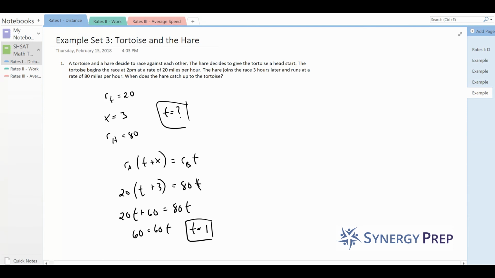If we look at it in terms of actual time on the clock, the tortoise started at 2 p.m. The hare started 3 hours later, so he started at 5 p.m. And it took 1 hour for him to catch up. So the hare catches up to the tortoise at 6 p.m. And that's it. That's the final question.